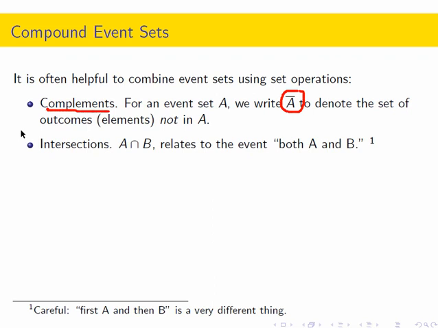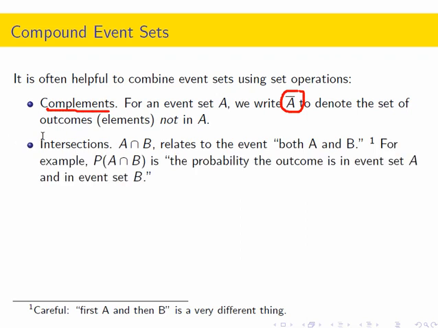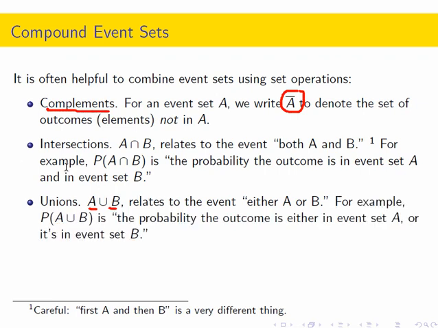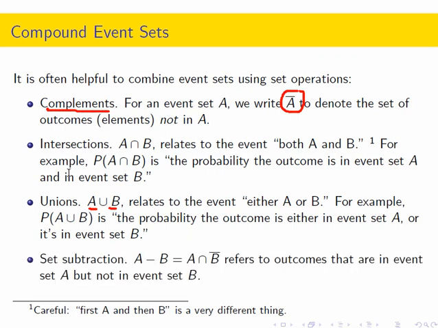For intersections, we have A intersect B, which relates to the event where the outcomes are both in the event set A and in the event set B. We have unions. They're very powerful. It's most helpful when the event sets A and B are disjoint or mutually exclusive, but we can handle it when they're not as well. So this relates to the event that the outcomes are either in event set A or in event set B.